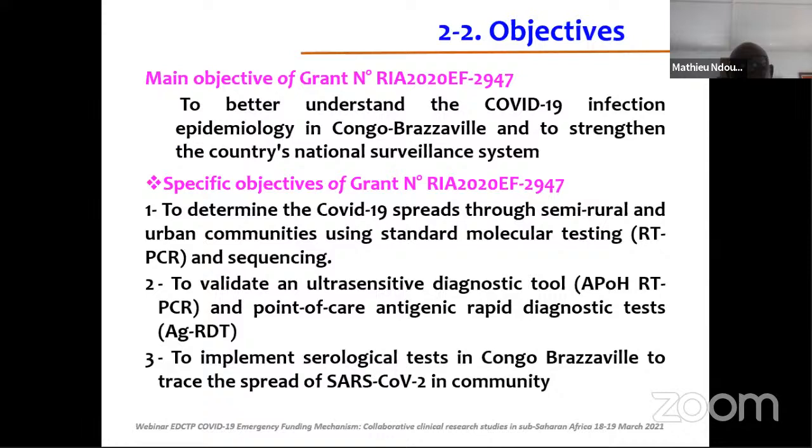2021. The main objective of this project is to better understand the COVID infection epidemiology in Congo Brazzaville and to strengthen the country's national surveillance system. There are three specific objectives. The first is to determine the COVID-19 spread through semi-rural and urban communities using standard molecular testing, RT-PCR, and sequencing. The second is to validate an ultra-sensitive diagnostic tool, approach RT-PCR, and point-of-care antigenic rapid diagnostic tests. The third is to implement serological tests in Congo-Brazzaville to trace the spread of the virus in the community.